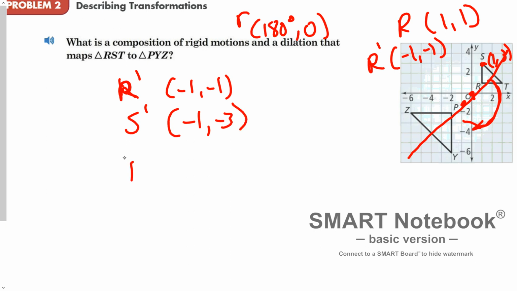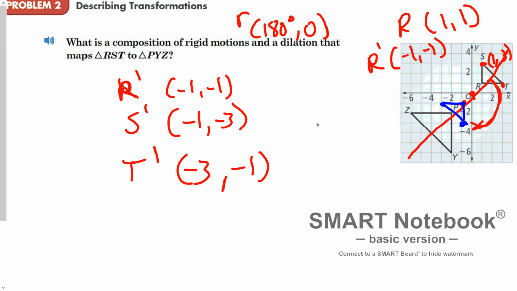And then T prime. T prime is 3, 1, so that would be -3 and -1. Okay, so basically, let's do a different color here. Right there, and right here. Basically it looks like that when I do that first rotation of 180 degrees.